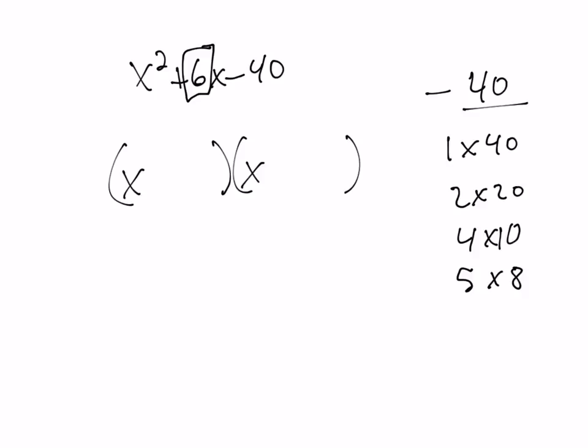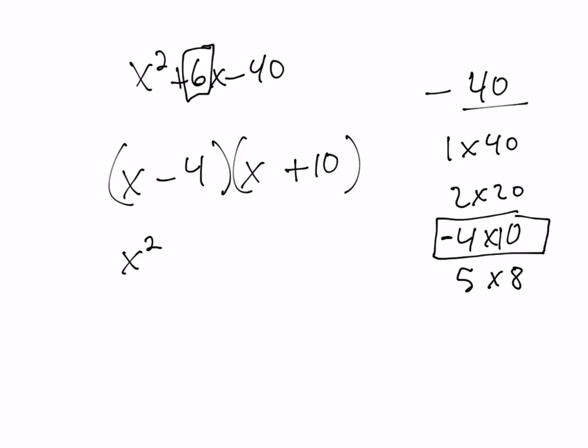Can we manipulate those with positive and negative signs to have any of those factors add up to 6? Well, if I take positive 10 and negative 4, those add up to positive 6 and multiply to negative 40, so I just drop them in. That's it. And we can check this just by multiplying it back out.